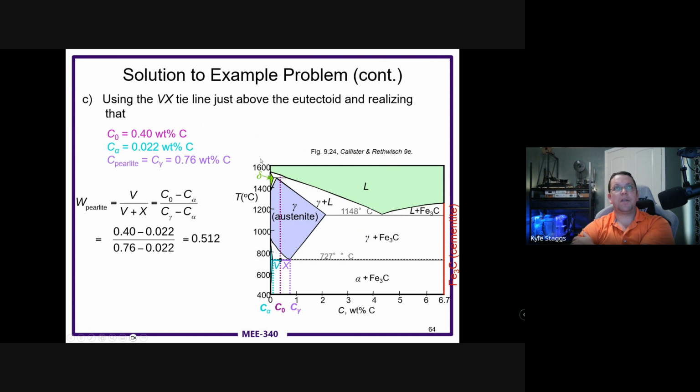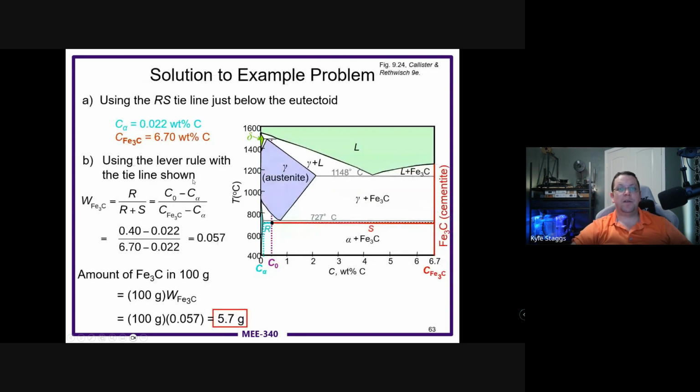So this one is asking it just above the eutectoid point. The pearlite concentration is the same as the concentration for the austenite. So when we're looking at this side, we're at 0.057%.